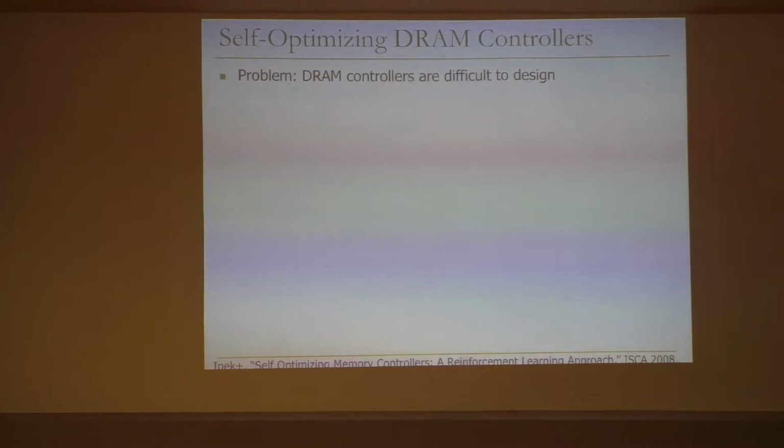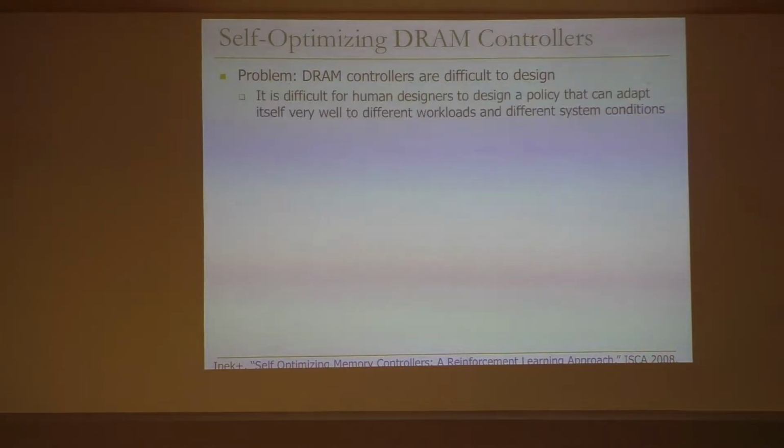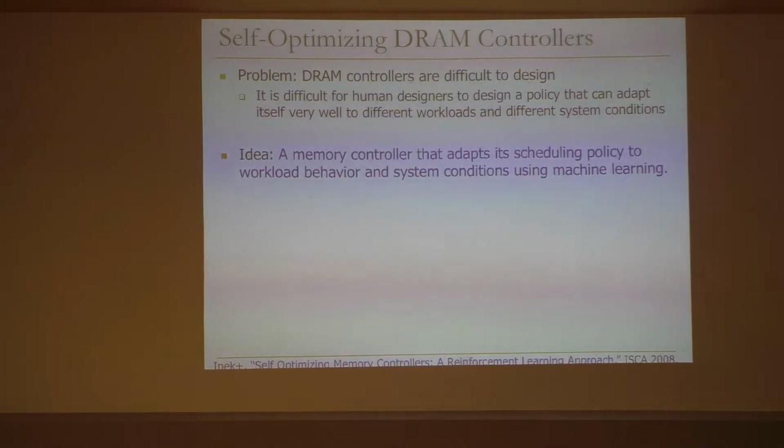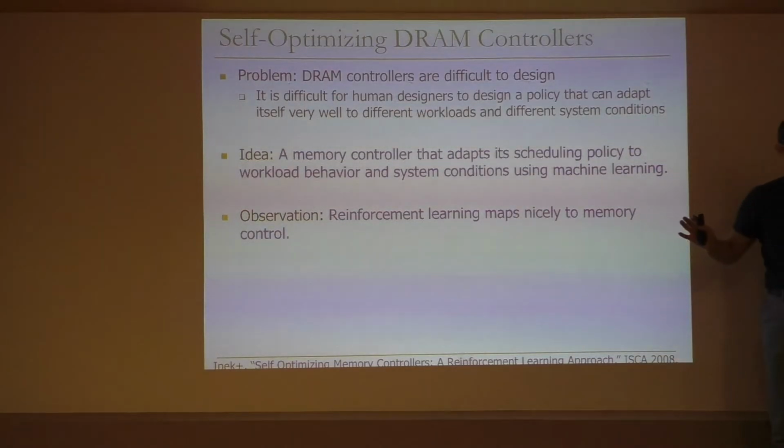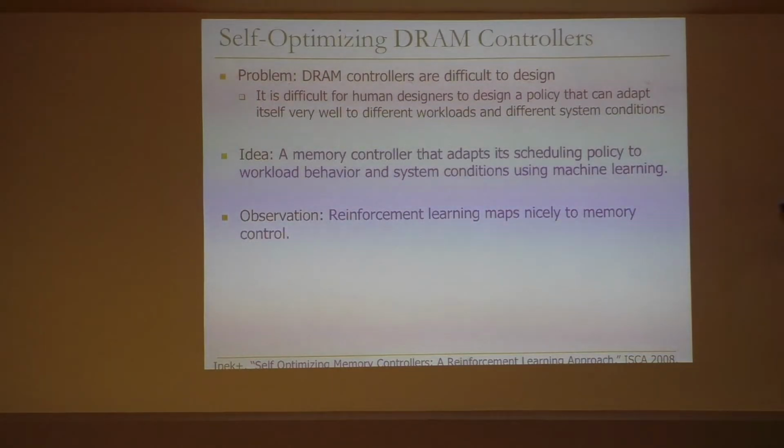I'm going to go into a little bit of detail, but not a lot. So this is the problem. We want memory controllers that are easy to design and that are still good. And the idea is to have a memory controller that adapts its scheduling policy to the workload behavior and system conditions using machine learning. And the key question, of course, always is what kind of machine learning agent you implement. And I think the jury is still out. I believe there need to be other machine learning approaches to be examined.